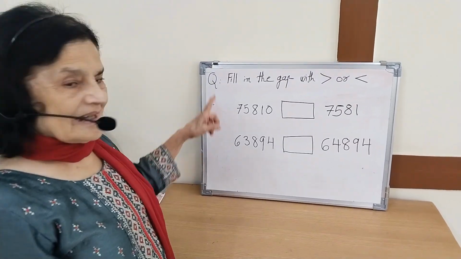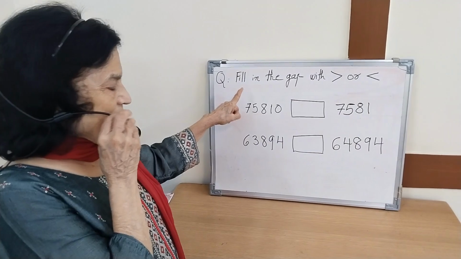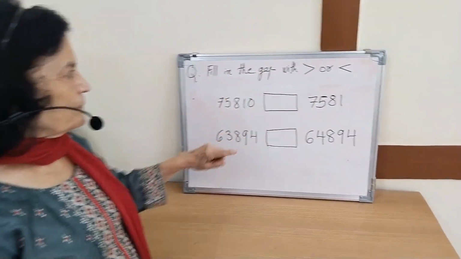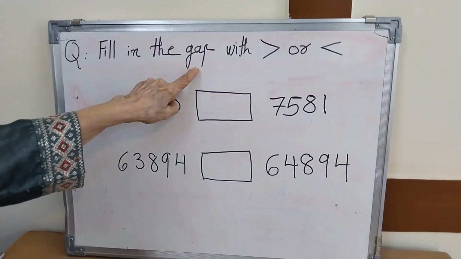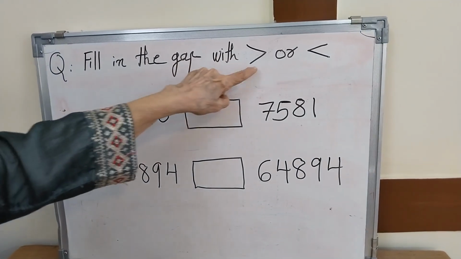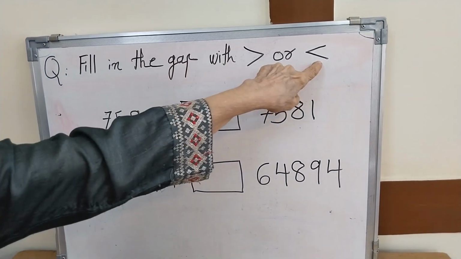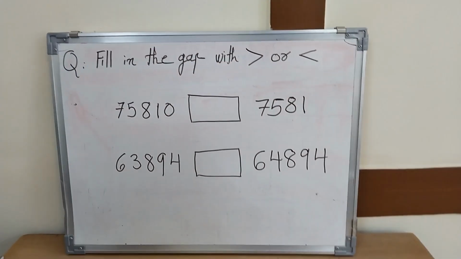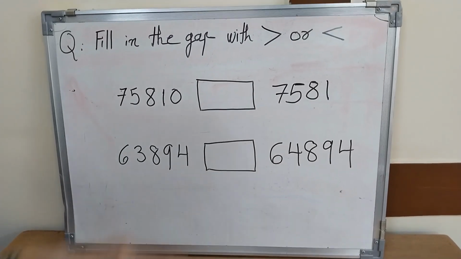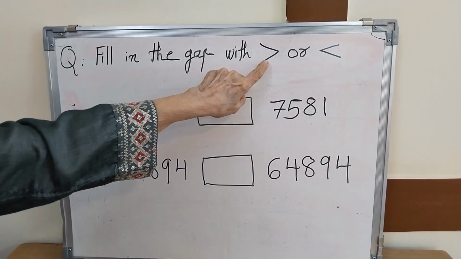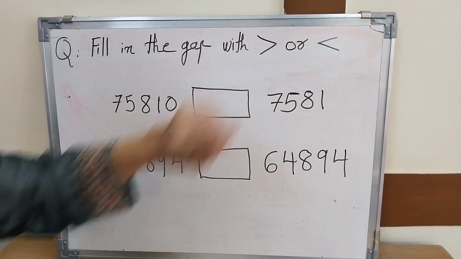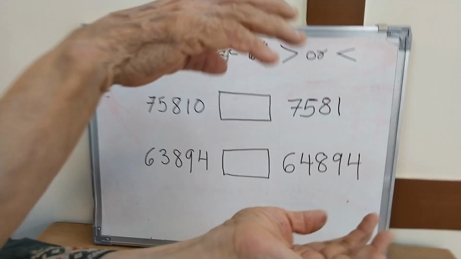Sweetheart, let us cover this particular question now. Fill in the gap with this symbol or this symbol. Now look here, honey. Let us first know the meaning of these two symbols. Look at my hands now.